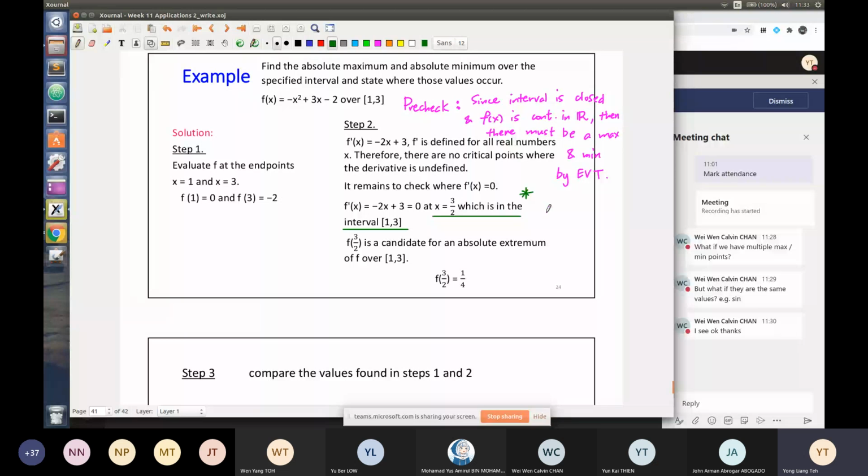I'll put it very clearly here. You must always check. So this 3/2 is 1.5, it's definitely inside 1 to 3. So this is indeed a candidate. So we have to get the function value at 3/2. You get the function value is equivalent to 1/4. Then that's all, because f prime does not exist is not possible. f prime is always defined for all R, so there is no f prime does not exist.